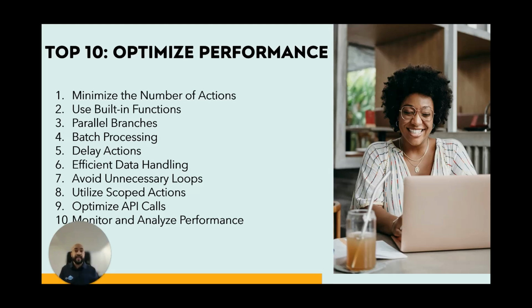especially nested loops, as they can significantly impact your performance. Use filters and conditions to process only the necessary items. Utilize scope items or actions. Again, it's an important thing because you group related actions in a scope to organize and manage your flow better. Scope can help with error handling and make it easier to optimize specific sections of your flow.